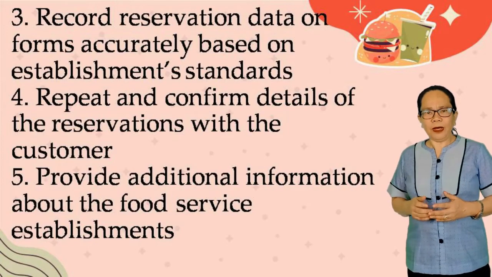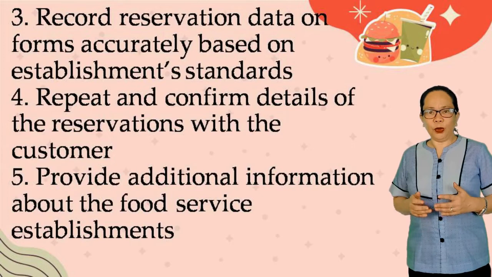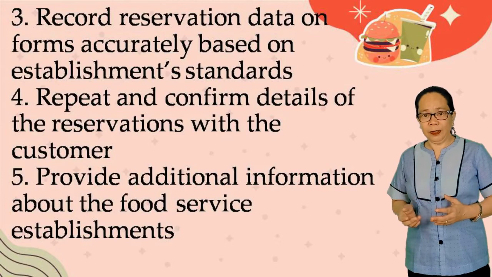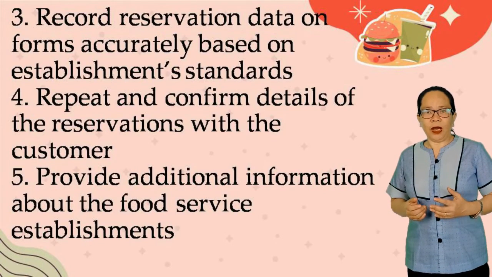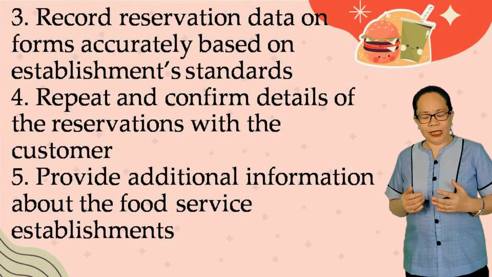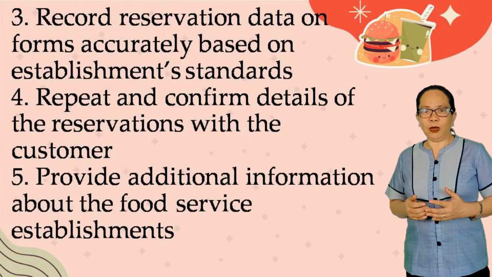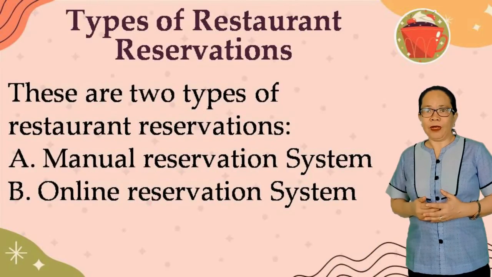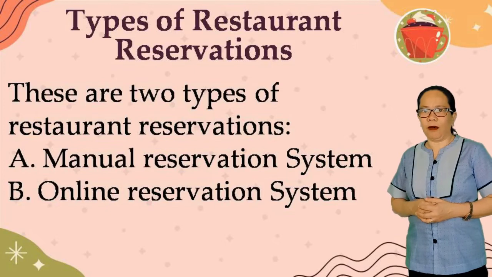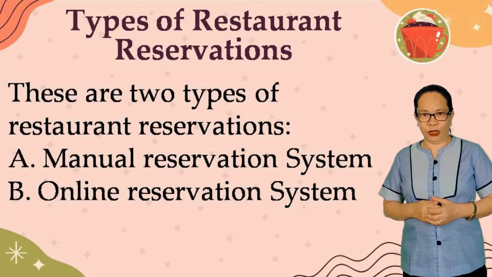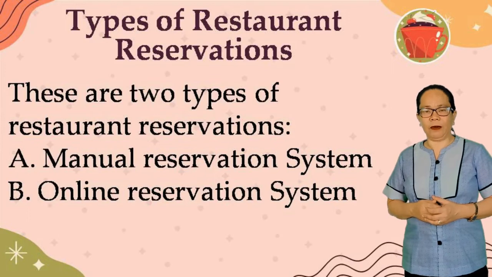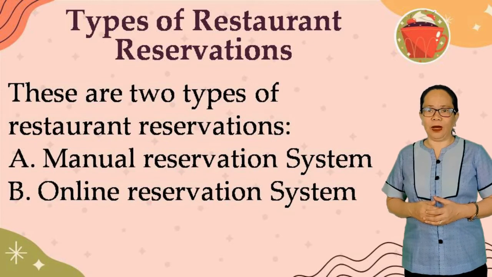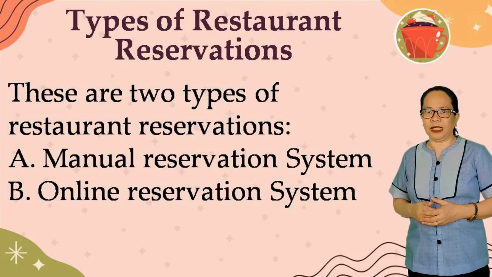Now, have you experienced to do some reservations or bookings for your family's affair or gatherings? I hope that after this lesson, you will be able to do this matter correctly. So, what do you think are the two types of restaurant reservations? We have two types of restaurant reservations. The first one is the manual, and the second one is the online reservation system.